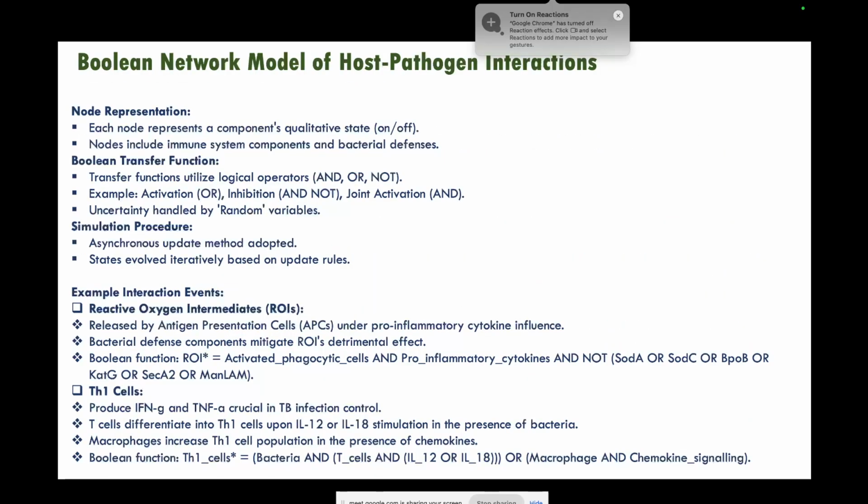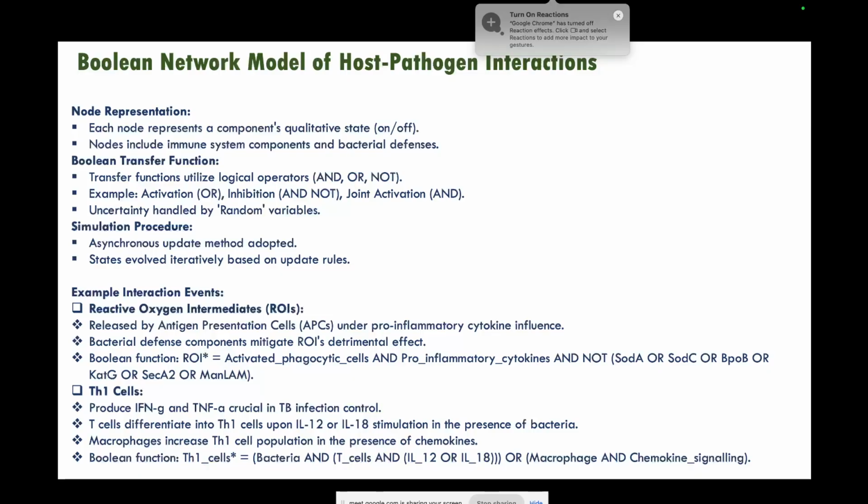Now, if you want to do Boolean modeling on this whole set of information that you have, in your model you'll have the nodes, and each node will represent a component's qualitative state, as we were discussing. It's a 0 or a 1, an on or an off. These nodes will also include the system components and bacterial defenses, as we were discussing earlier. Now you have these transfer functions, with logical operators and, or, not, etc.